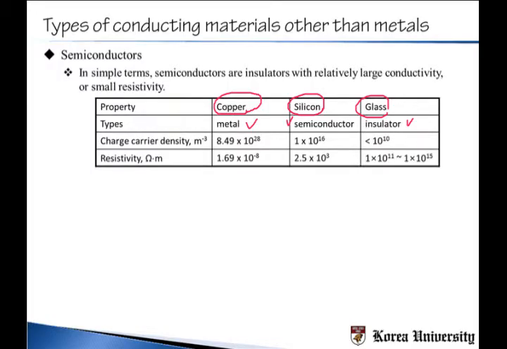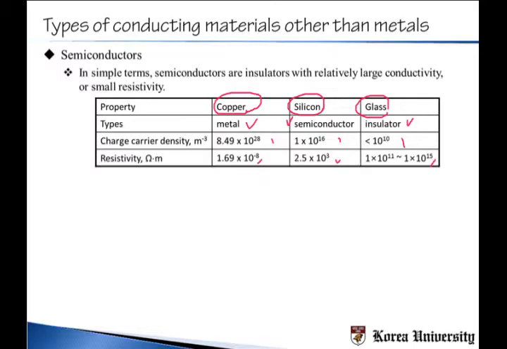You can see the resistivity. The resistivity of copper is very small, in the range of 10 to the power of minus 8 ohm meter. In contrast, glass has a very large resistivity, up to 10 to the power of 15. And silicon is somewhere in between, 10 to the power of 3. One of the most important factors is how much charge density, or how many charge carriers, there are. And you can see how different they are.